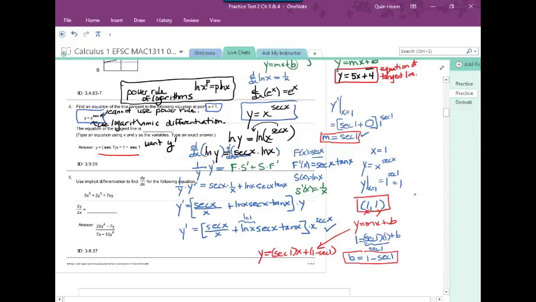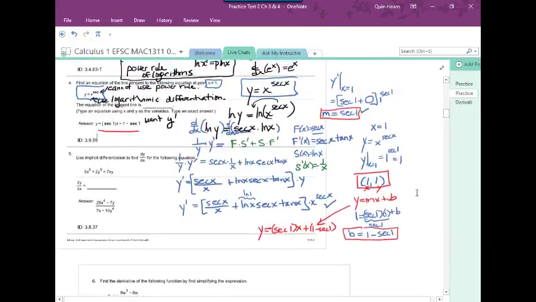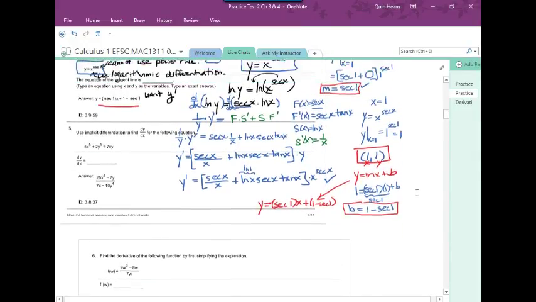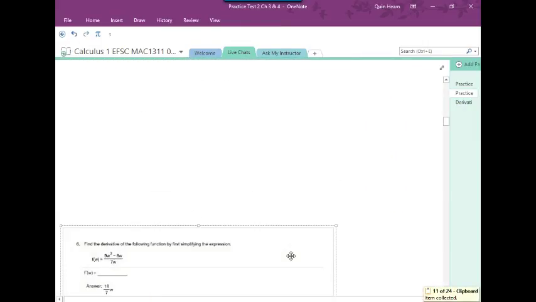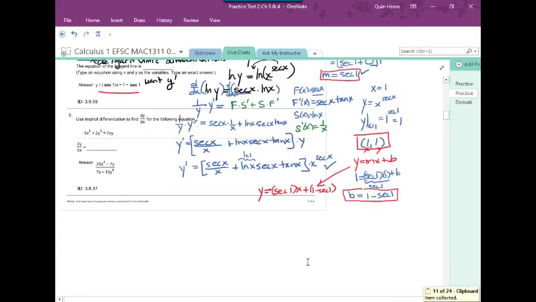All right, so let's do number 5. Number 5 is about implicit differentiation. And I think I'm gonna move this down a bit to make some room for number 5 here. Okay. All right, so for number 5, I'm gonna rewrite it here. We're looking at the equation 5x to the 5th plus 2y to the 5th equals 7xy.